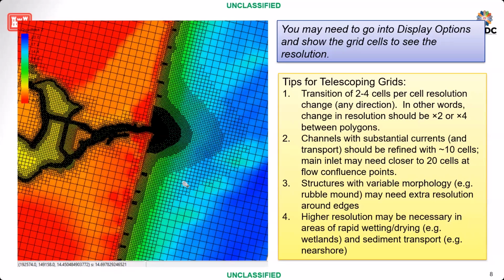Again, channels with substantial currents and large gradients in currents should be refined to at least 10 cells wide, and inlets may need to be closer to 20 cells at flow confluence points. Structures with variable morphology, like oyster mounds, may need extra resolution around the edges, and higher resolution areas may be necessary in areas of rapid wetting and drying and sediment transport, as we discussed earlier.